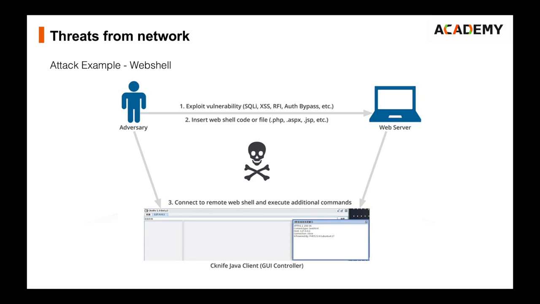That's what you see in the diagram on this slide. Here, the attacker is exploiting a vulnerability to insert the web shell code, maybe a PHP file, and then they're connecting to that remote web shell and executing commands using some type of a client like the popular CKnife Java client, which is essentially designed for taking advantage of web shells.